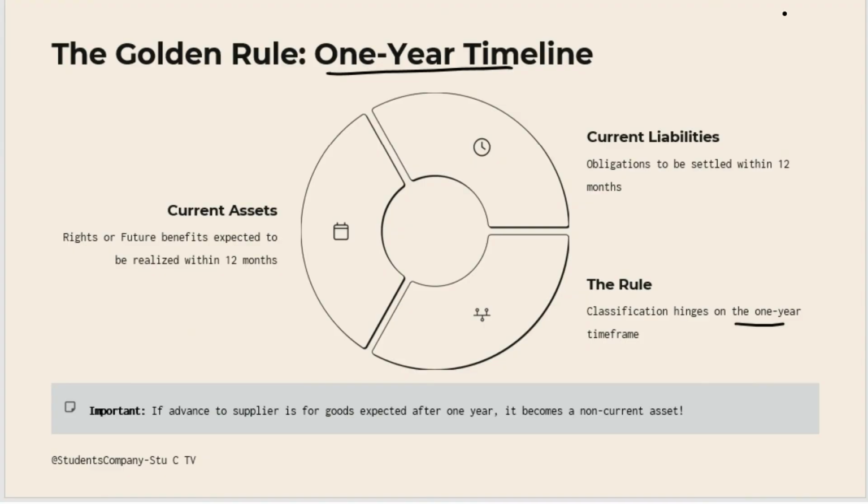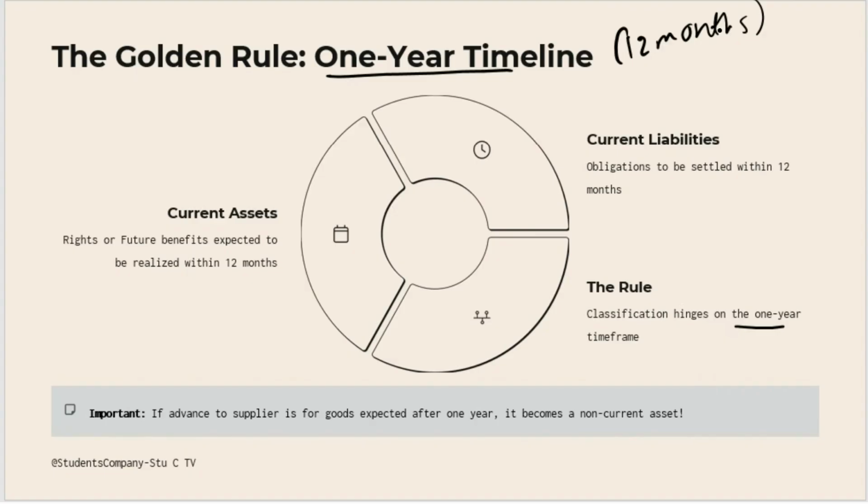Let's start. The golden rule is 1 year timeline, 12 months. So the starting point is always whether that transaction is happening within a period of 12 months. Only then this word current will come into play. So the current word itself will indicate short term, that is 12 months period. Now the next question, whether the item in the balance sheet is a right or future benefit expected to be realized from it. Is it giving the business any rights or future benefits or future resources which it can make cash from within 12 months?